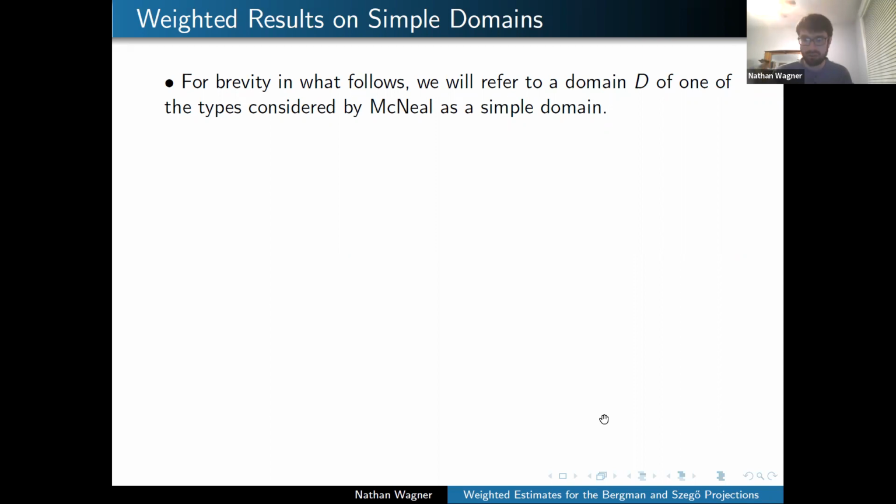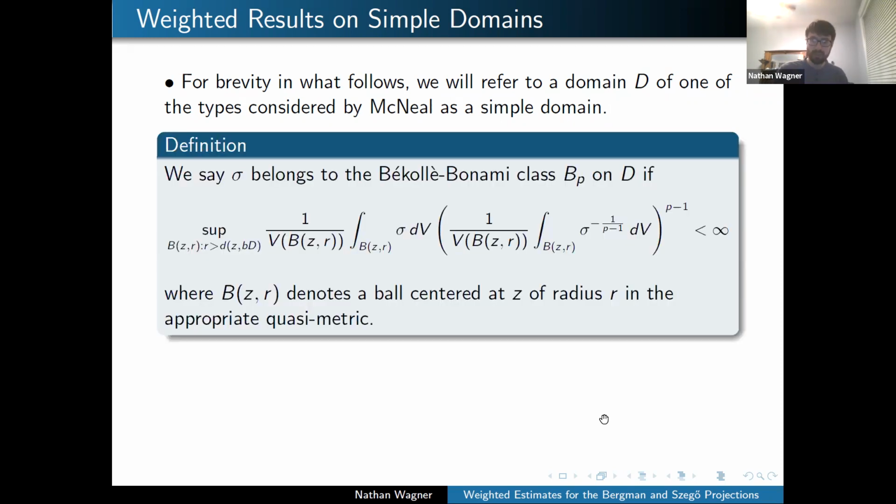So for brevity, we're just going to call this domain D of one of the following classes I talked about on the last slide, a simple domain. And you can define a Bekolle-Bonami class in these domains. How do you define it? Define it the same way it's defined on the ball. But instead of with respect to the Korani distance, which is specific to the ball, define it with respect to this quasi-distance that was constructed by McNiel. And again, you're only looking at balls whose distance to the boundary is smaller than the radius. So these balls meet the boundary.